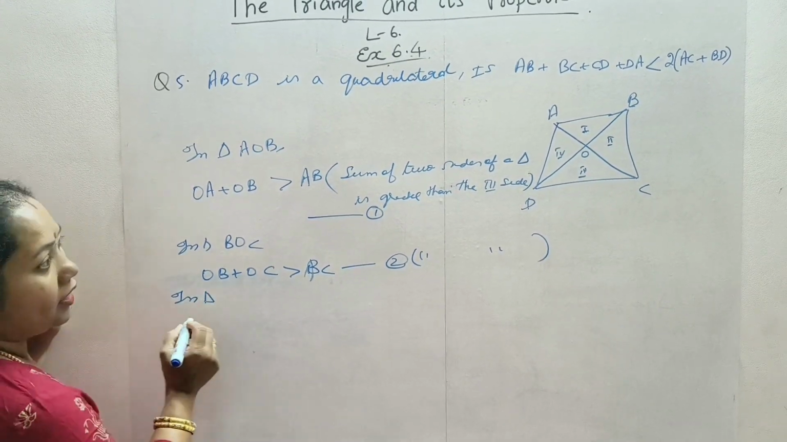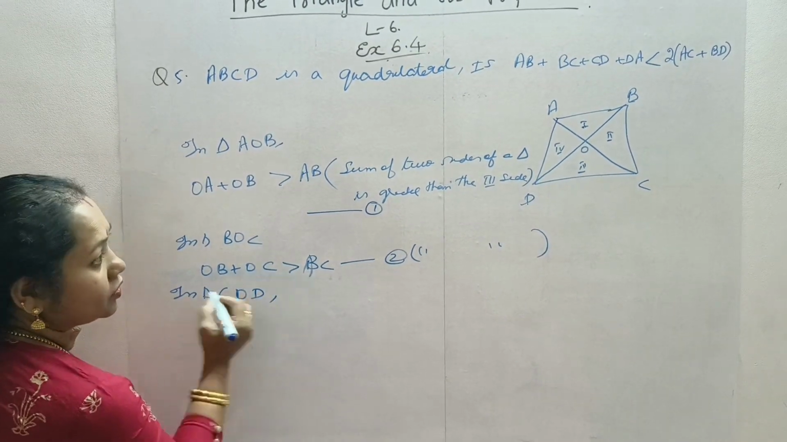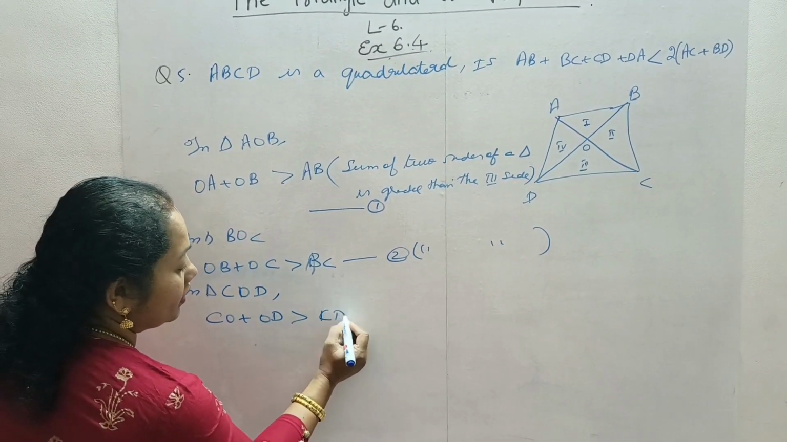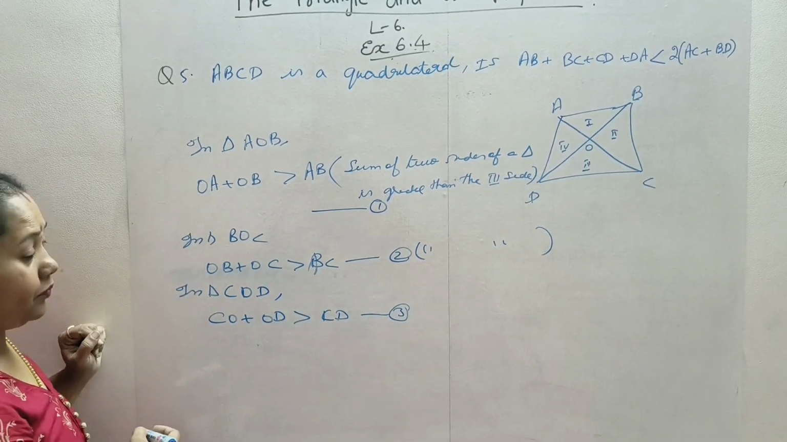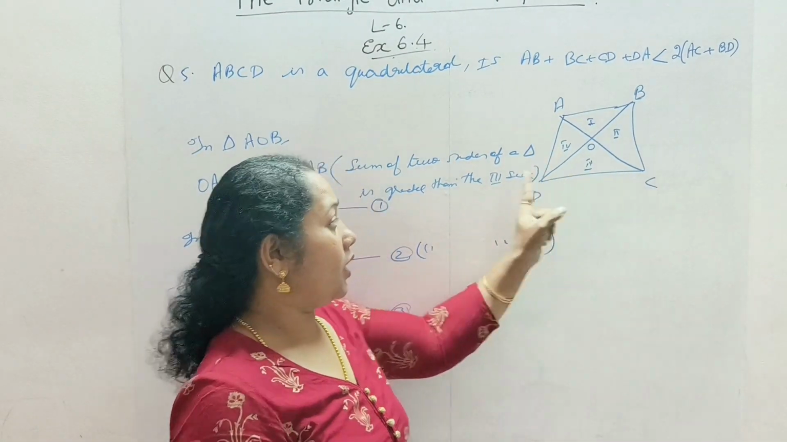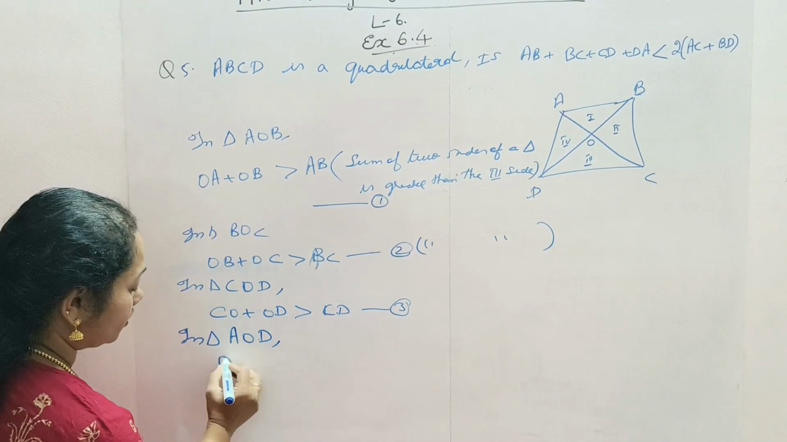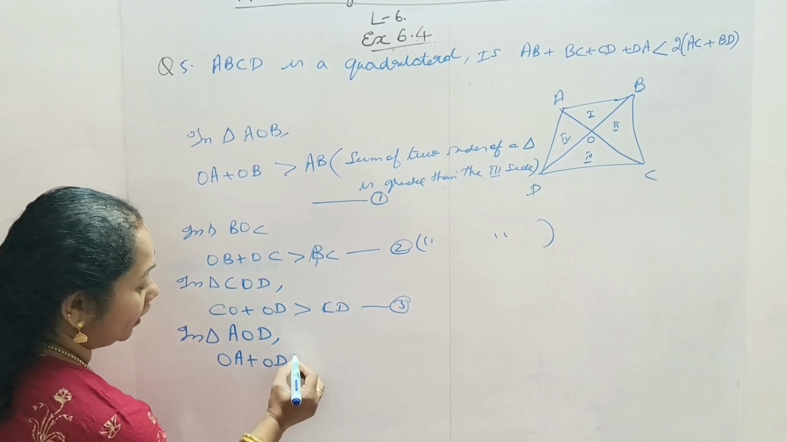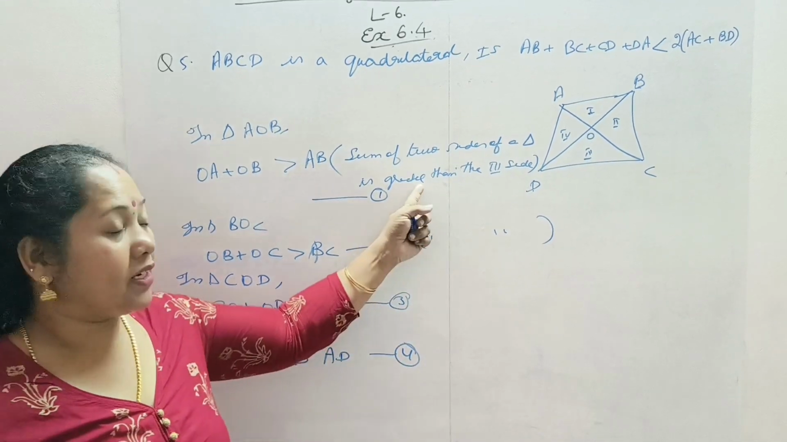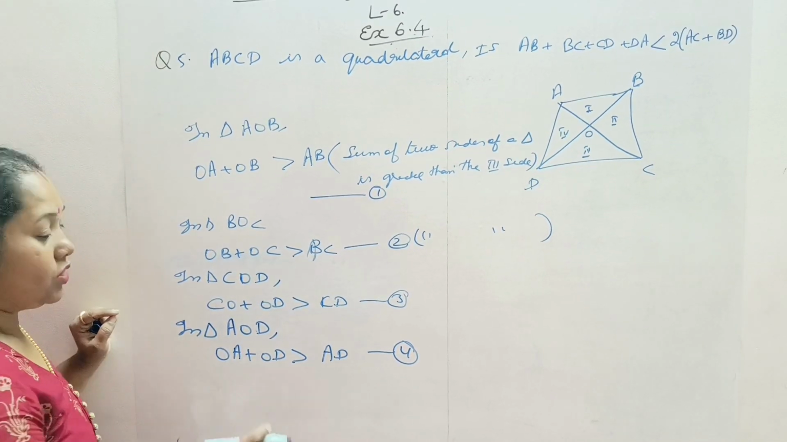Now in the third triangle, that is triangle COD, CO plus OD is greater than CD. Equation 3. Now in the fourth triangle, triangle AOD, again the sum of two sides, OA plus OD is greater than AD. Again you have to write the reason: sum of two sides of a triangle is greater than the third side. Now we have to add all these equations.